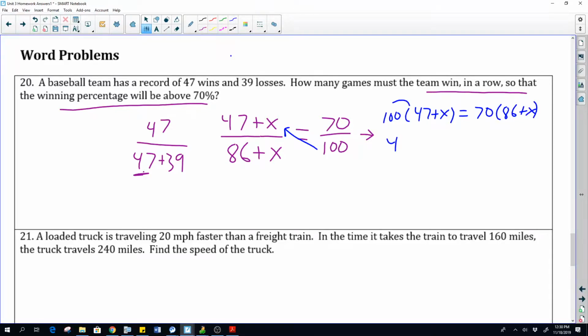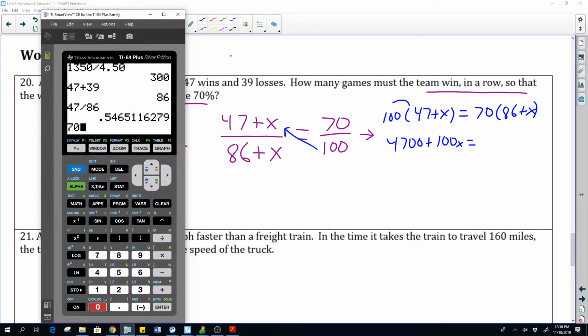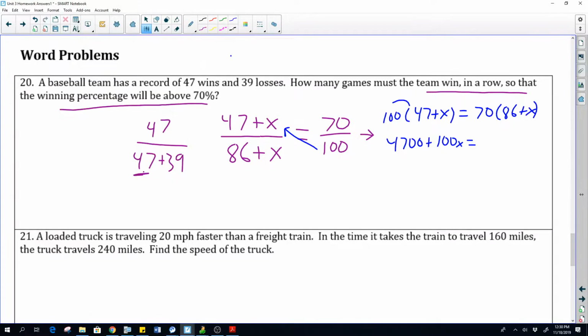100 times 47 should be 4,700 plus 100x is equal to 70 times 86, which is, wow, 6,020 plus 70x. So let's keep our x's positive. You don't want to mad x. They will be mad at you for breaking up with them. So let's keep our x's positive by minusing the 70 over to this side. And then we're going to minus the 47, that's also a smaller number, to this side. What a good idea. So 100 minus 70 is 30x.